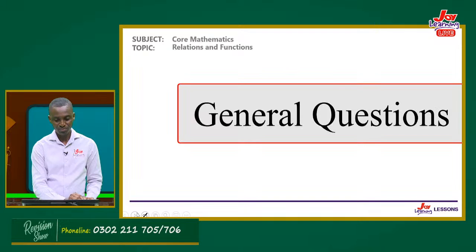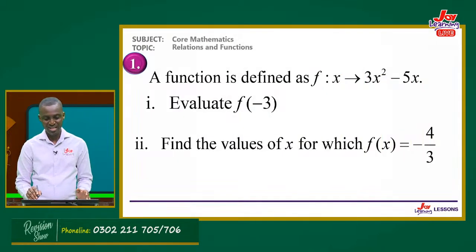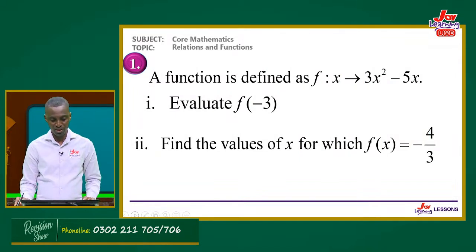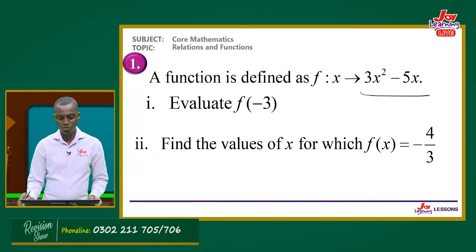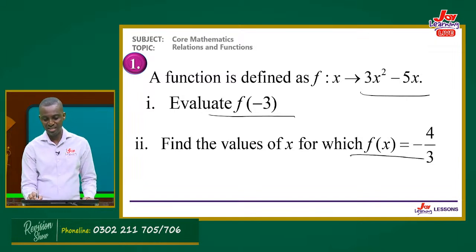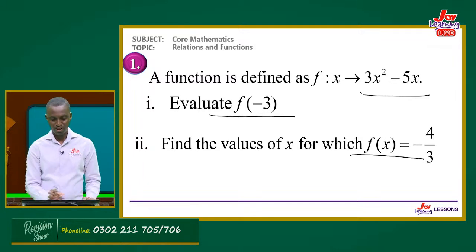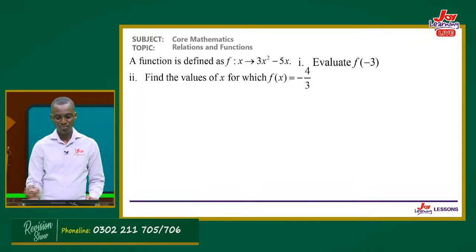Good. So let's take a few general questions. I'll take one or two, then I'll bring the problem of the day. Look at this question here. A function is defined as this, and we want to evaluate f of negative 3. That means when you put negative 3 into the machine, what will be the output? Then again, find the values of x for which this is equal to negative 4/3.